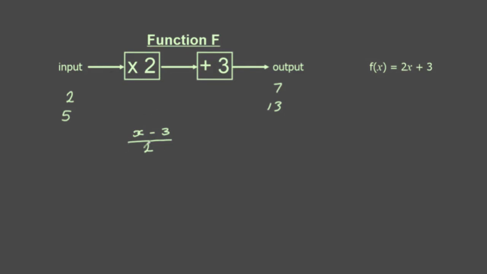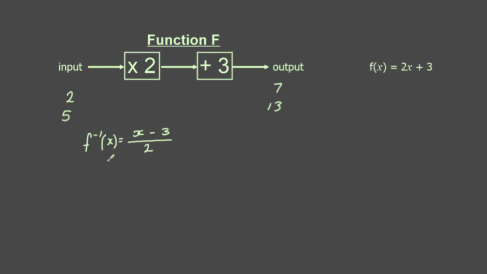So this is the inverse function of f, and we call it the inverse function. We write f with a minus 1. So f inverse of x is x minus 3 over 2.